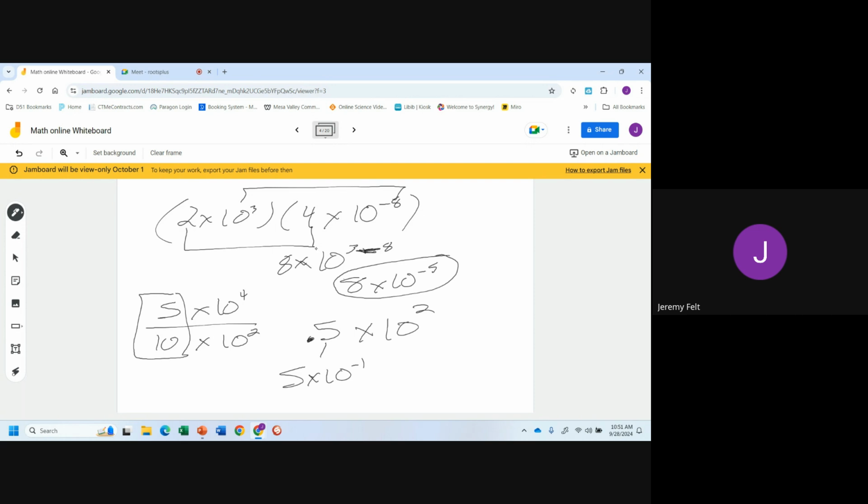Or if you think of this number as this, 5 times 10 to the power of negative 1 times that 10 squared, still 10 to the power of negative 1 times 10 squared. Negative 1 plus 2 is just 1. So 5 times 10. Again, that would end up being 50. So we'd probably just express that as 50.